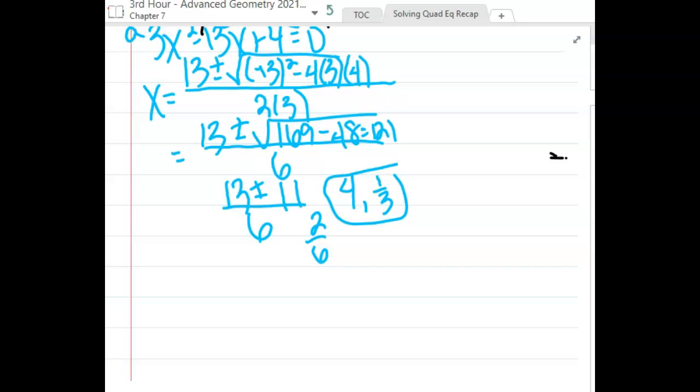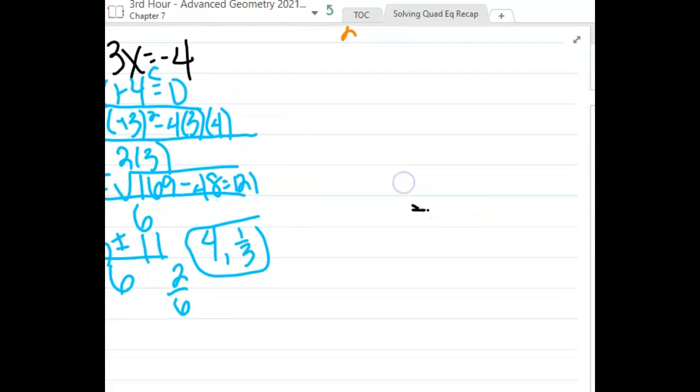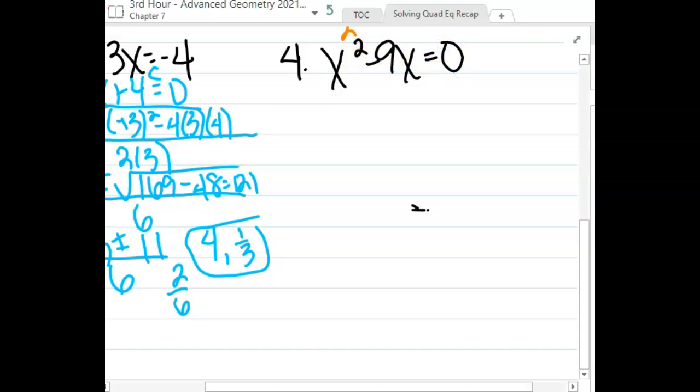Okay, let's do one more. Okay, number 4. x squared minus 9x equals 0. Now, regardless what method you're going to use, it has to be set equal to 0. This one's already set equal to 0 for me. I kind of told you that if it's an x squared, at least try to factor. But remember, what we usually say is factoring is the opposite of FOILing.